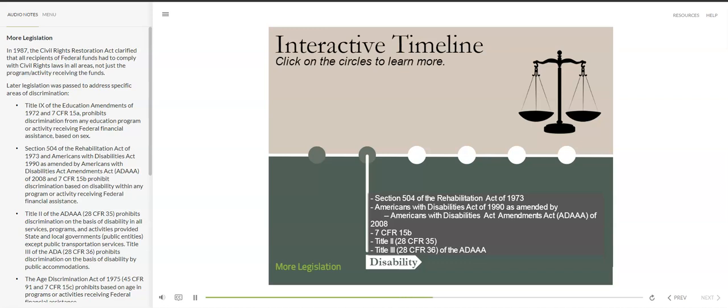Title II of the ADAAA, 28 CFR 35, prohibits discrimination on the basis of disability in all services, programs, and activities provided by state and local governments, public entities, except public transportation services. Title III of the ADA, 28 CFR 36, prohibits discrimination on the basis of disability by public accommodations.